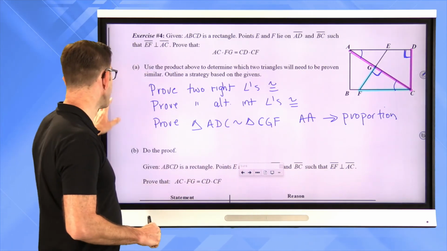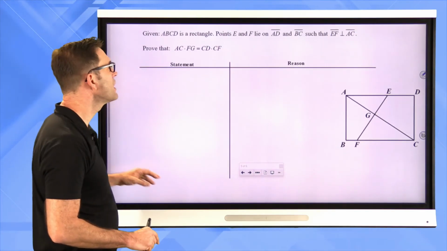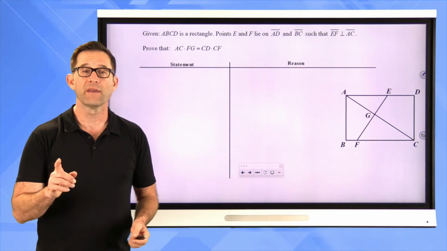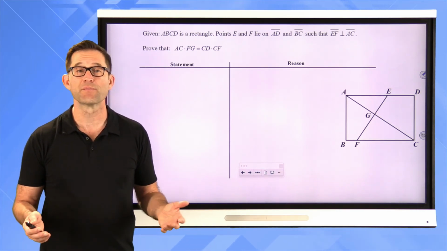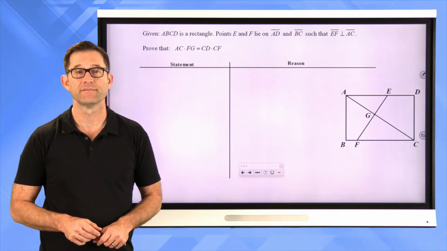Okay, so now the proof. And this is a fairly complicated proof. It's a fairly long proof. Maybe I shouldn't say complicated, but long. What I'd like you to do is pause the video now and see if you can get this proof all the way down. Take a few minutes to do it.